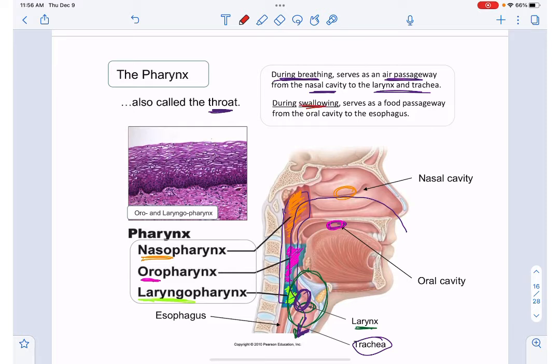During swallowing, the pharynx also serves as a food passageway. So it's going to pass food from the oral cavity into the esophagus. So here you're working on a food bolus, mechanically breaking it down. Then you initiate the swallowing process, and that food bolus passes from the oral cavity into the oropharynx, into the laryngopharynx, and then down into the esophagus.